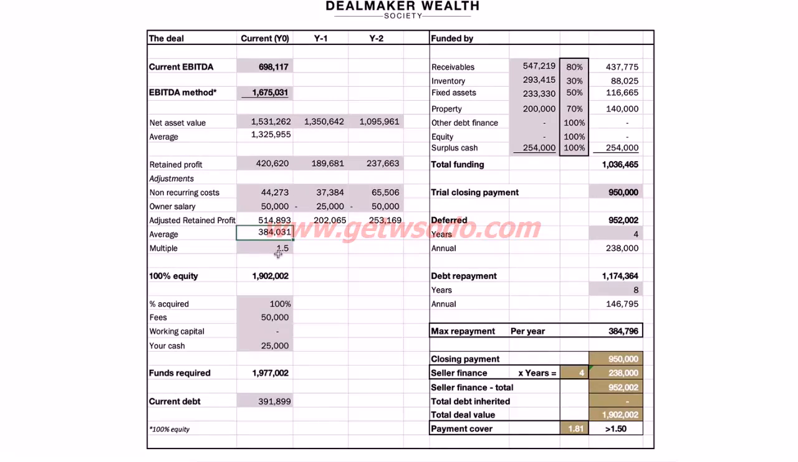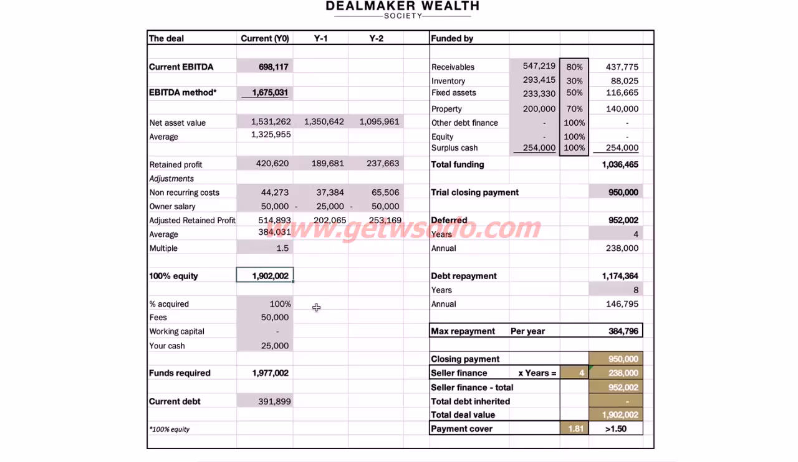Whilst it's a profitable company, it's kind of been up and down over the past few years. But because we've taken the average adjusted retained profits, it means that the balance sheet method has given us a slightly higher valuation than the enterprise value.